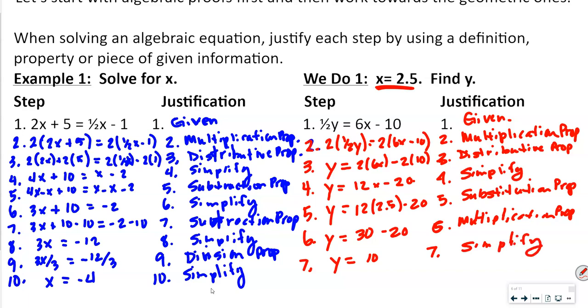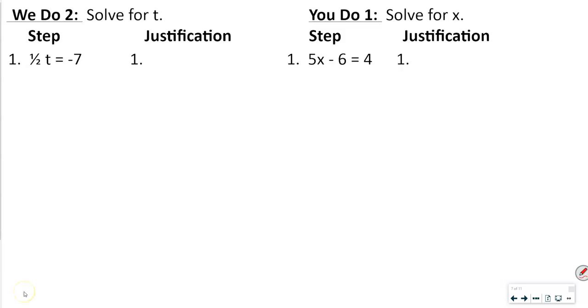Okay. So there's all your steps. Again, if you need to pause the video so you can write them all down, then go ahead and do that. We went from kind of hard to a little bit easier, right? So again, our first step is given, okay? We were given that piece of information, yes. Okay, so then what are we going to do for step 2 here? I'm going to multiply by 2 again, 1/2 t, and that's equal to 2 times -7. So again, this would be our multiplication property.